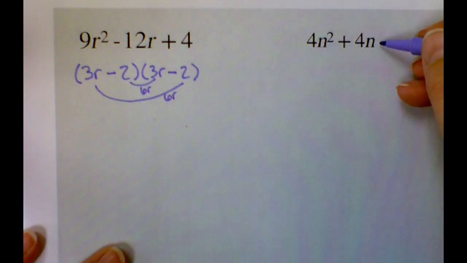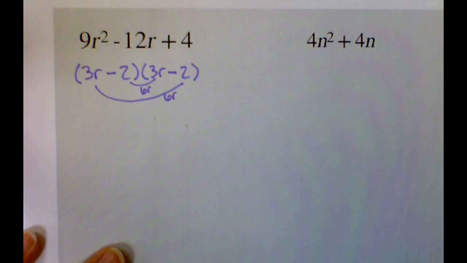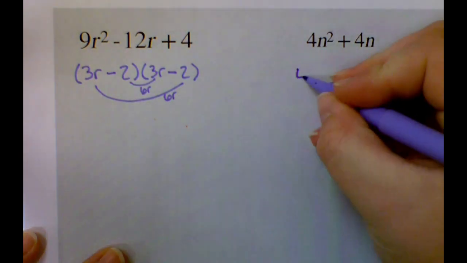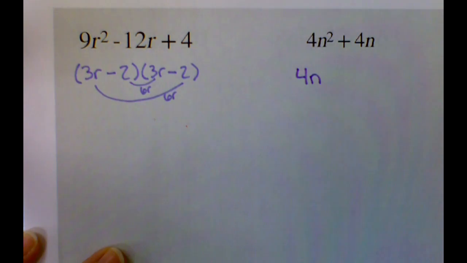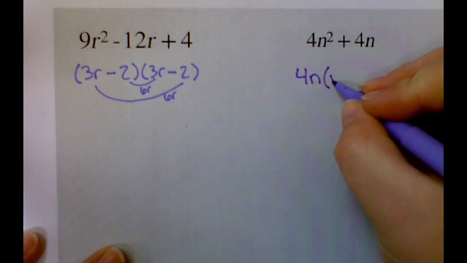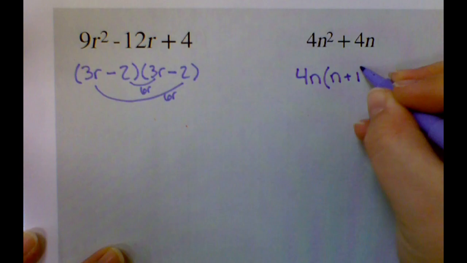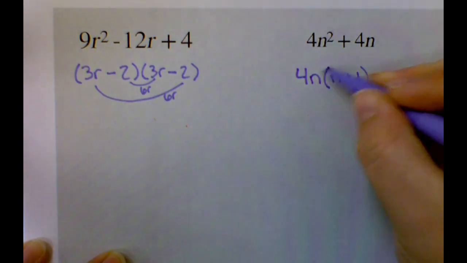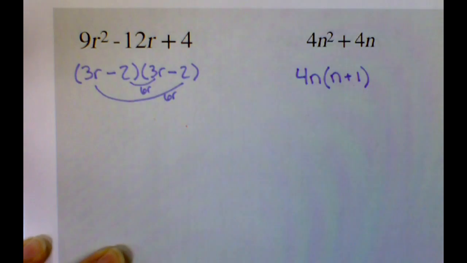4n squared plus 4n. Remember, GCF is still a thing. The GCF here, well, I can take a 4 out of both of them, and I can take an n out of both of them, which leaves you with an n plus 1. Remember, this term doesn't just disappear. It's got to be a 1 so that when I redistribute, it's still there.